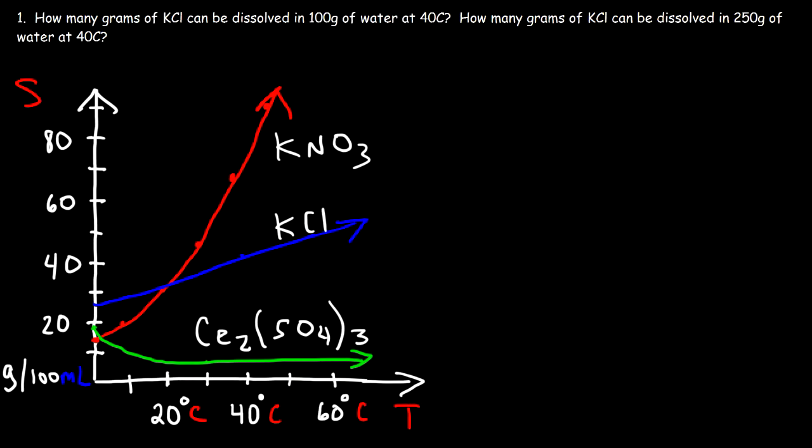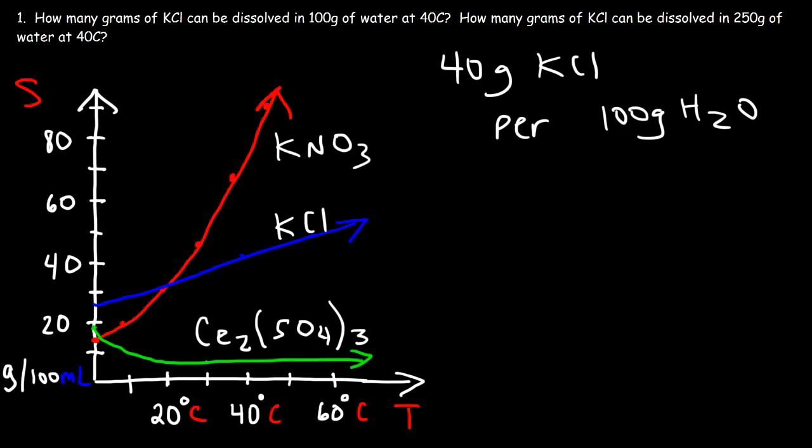How many grams of KCl can be dissolved in 100 grams of water at 40 degrees Celsius? So we need to identify the KCl line, which is here. And at 40 degrees Celsius, we need to locate the value on the y-axis. We could dissolve 40 grams. So that's the answer to the first part of the question. We can dissolve 40 grams of potassium chloride per 100 grams of water, which is equivalent to 100 milliliters of water.